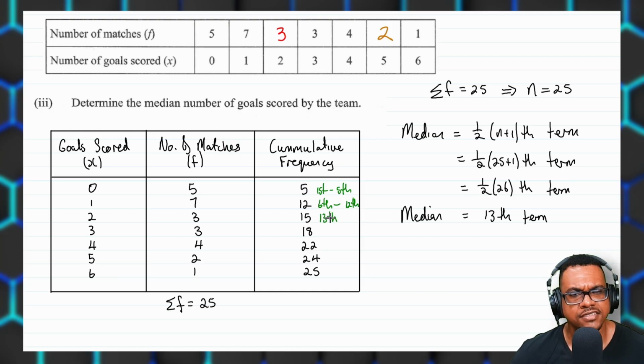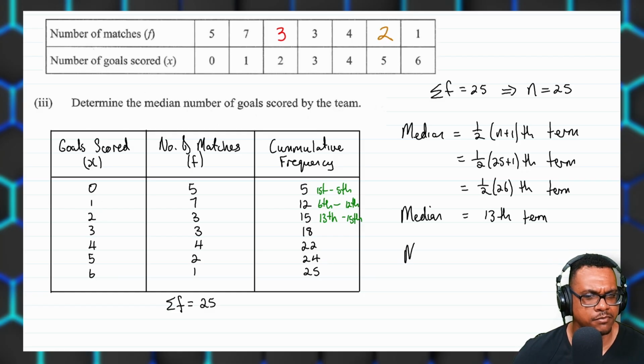So from the 13th term to the 15th term would be 2 goals scored. And that's what we want. The median is the 13th term. And from the 13th term to the 15th term will be all 2s. Therefore, the median is just 2. So my median is equal to 2 goals scored.